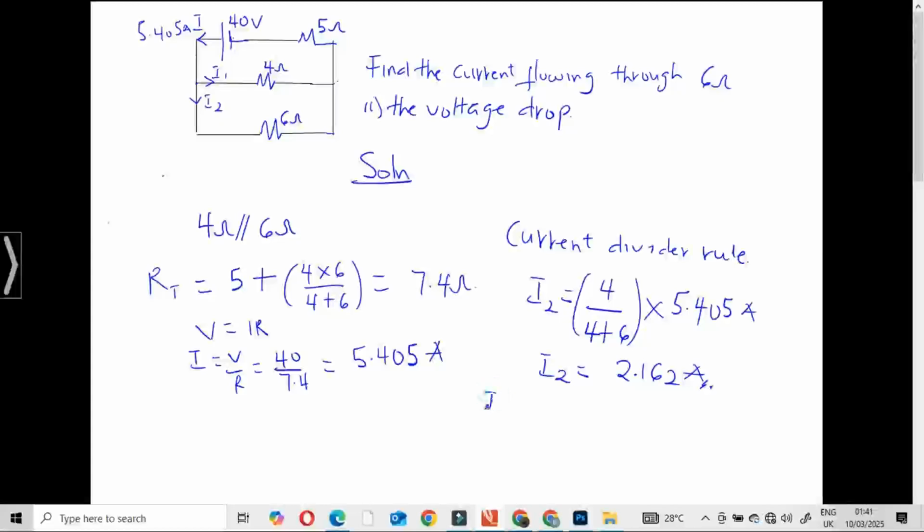So from this diagram, we can write our KCL as I is equal to I1 plus I2. Now we know I2, which means we can find I1, right? And also the second question is telling us to find the voltage drop.